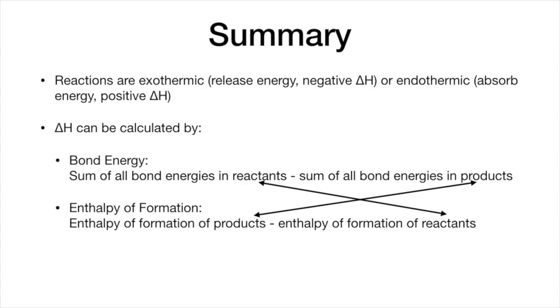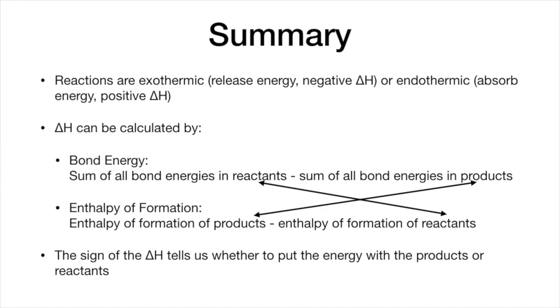And then the sign of the delta H tells us whether to put the energy with the products or with the reactants. If it's negative, then the energy is actually a product, and we write it as a positive number on the product side. If the delta H is positive, we write it as a positive number on the reactant side.